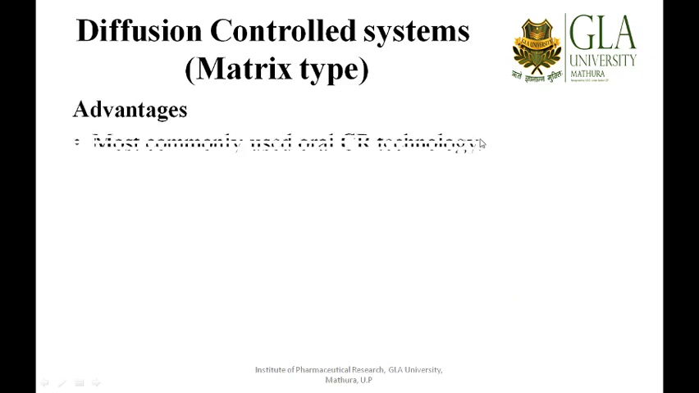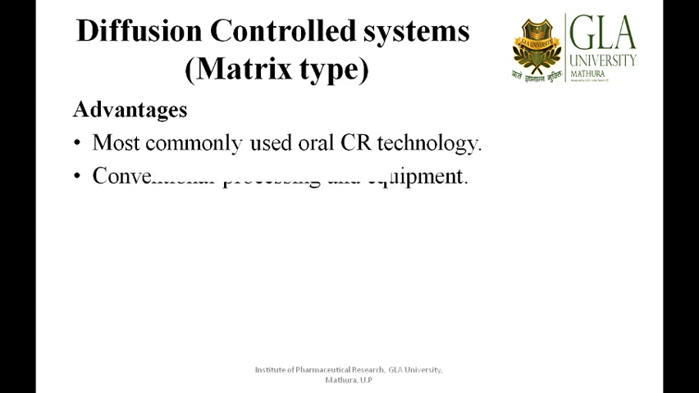So what are the advantages? It is the most commonly used oral control release technology. This is the first and very much important advantage. And why this is the most conveniently used oral CR technology, because we can prepare the matrix type formulation without requirement of some sophisticated instrument or high investment.